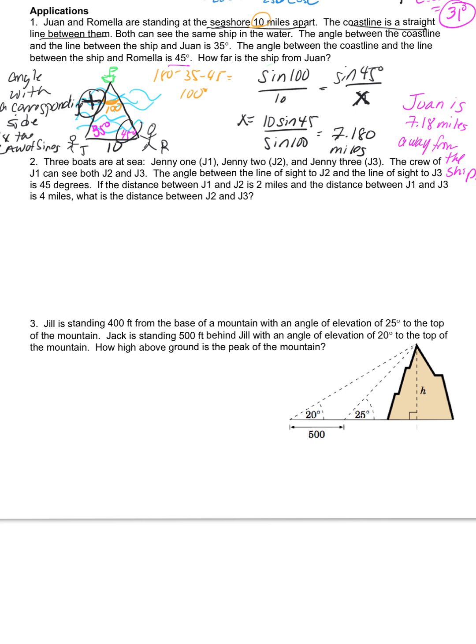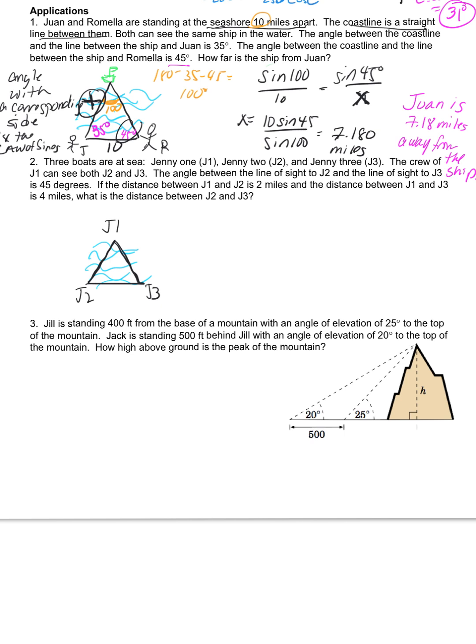Again, I would always try to draw a picture. I know you can just draw triangles, but I'm just doing this for effect. Here's my water. I have 3 ships, and I'm just going to label them J1, J2, and J3. It says Jenny can see both of these, so that's why I drew it this way. So we have this triangle here. Okay, a nice triangle there.